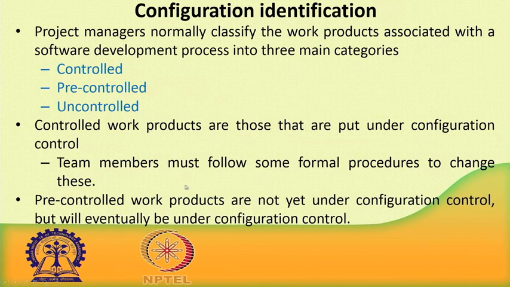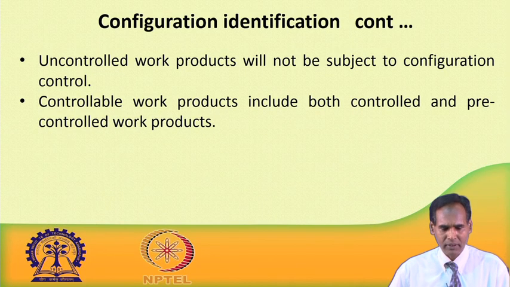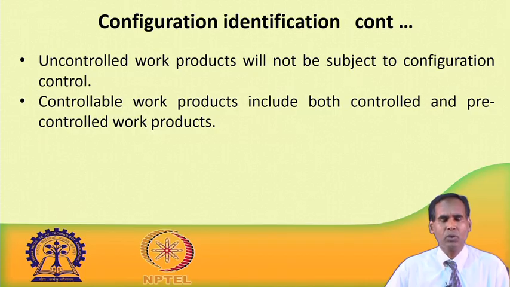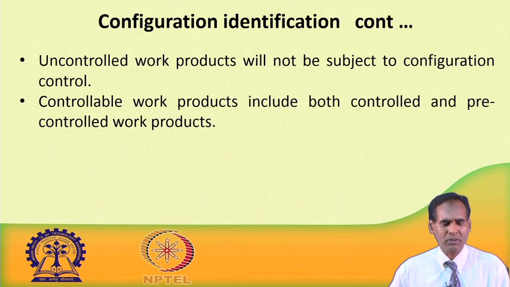Then pre-controlled work products are those work products which are not yet under configuration control, but eventually they will be under configuration control, maybe in the near future. And then the last one is uncontrolled work products. These are the work products which will not be subject to configuration control. Controlled work products and pre-controlled work products together are known as controllable work products.